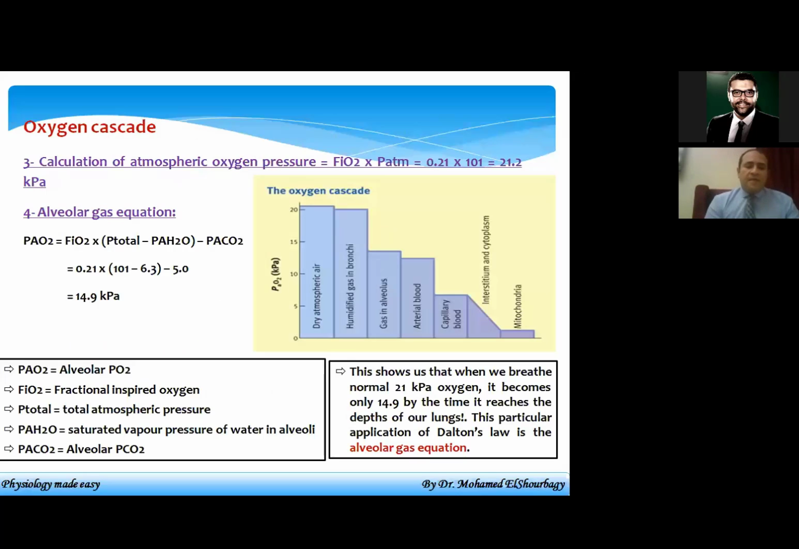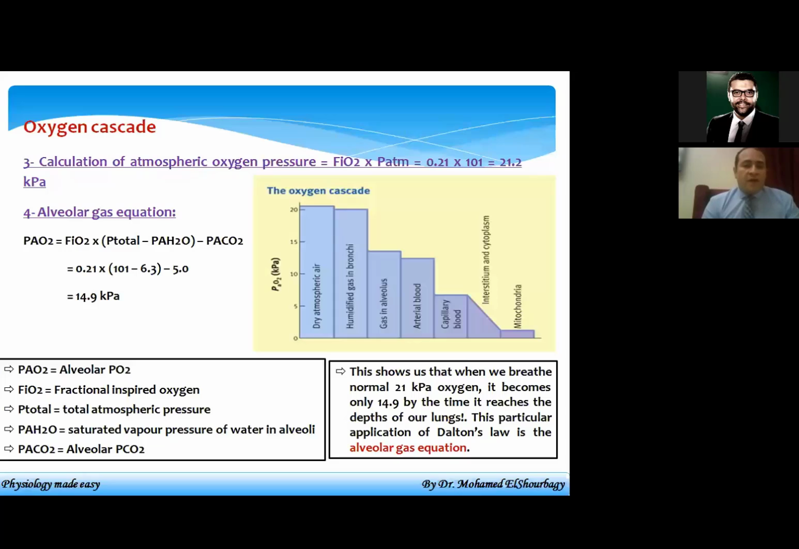The oxygen cascade is an important practical application of Dalton's law. We will calculate the atmospheric oxygen pressure, then we will calculate the alveolar partial pressure of oxygen. We will show that when we breathe normally about 21 kilopascal oxygen, it becomes only 14.9 by the time it reaches the depths of our lung. This practical application of Dalton's law is the alveolar gas equation.